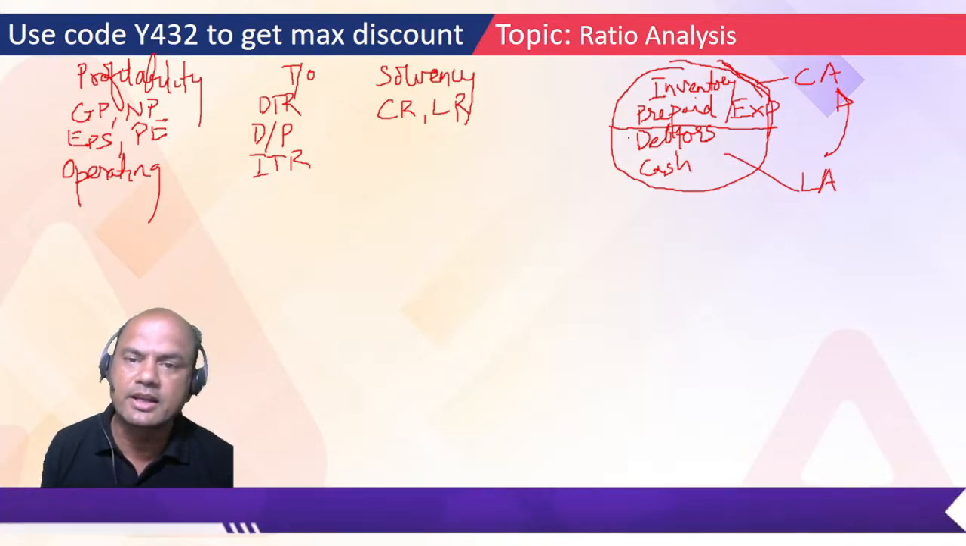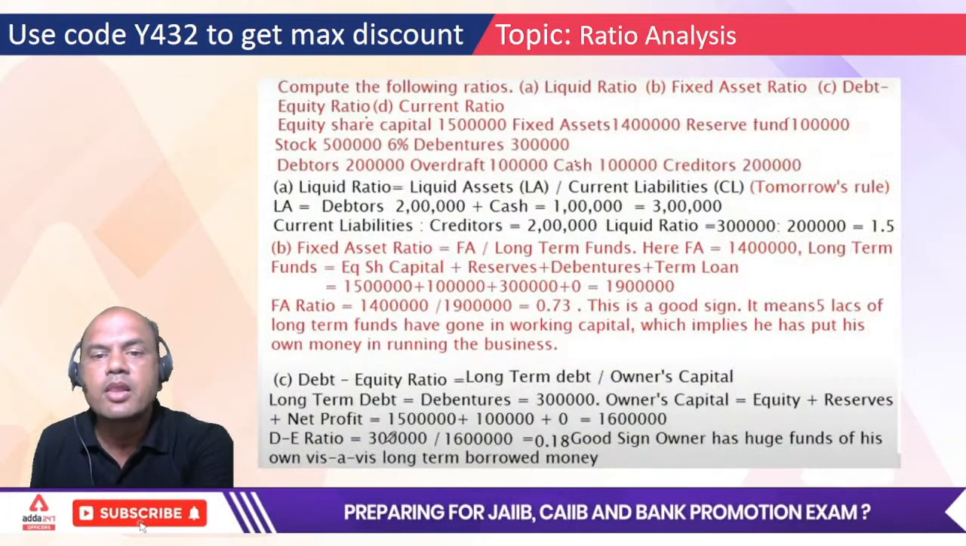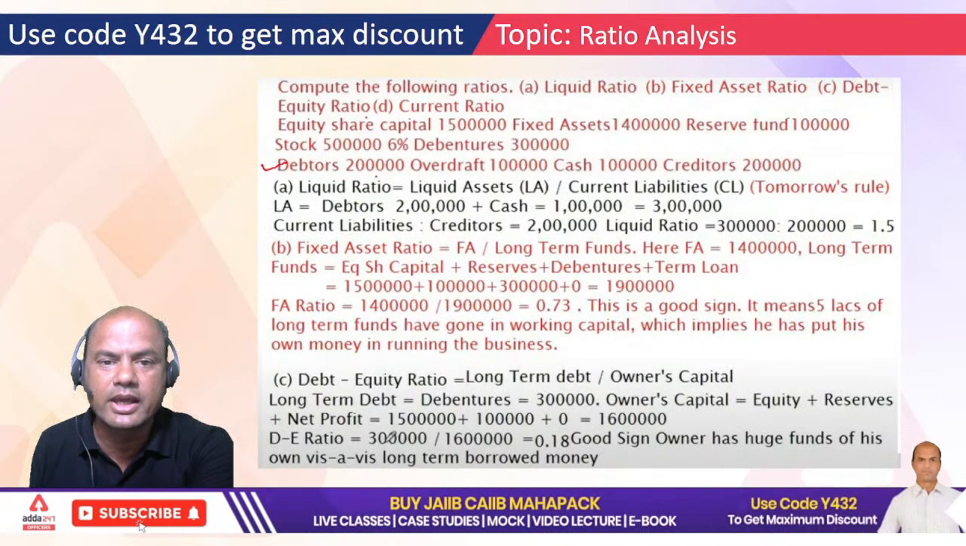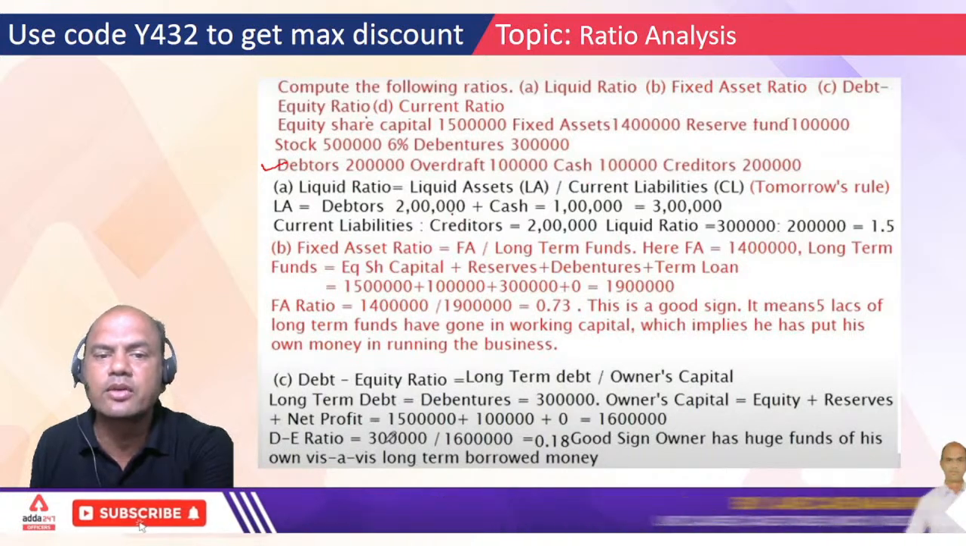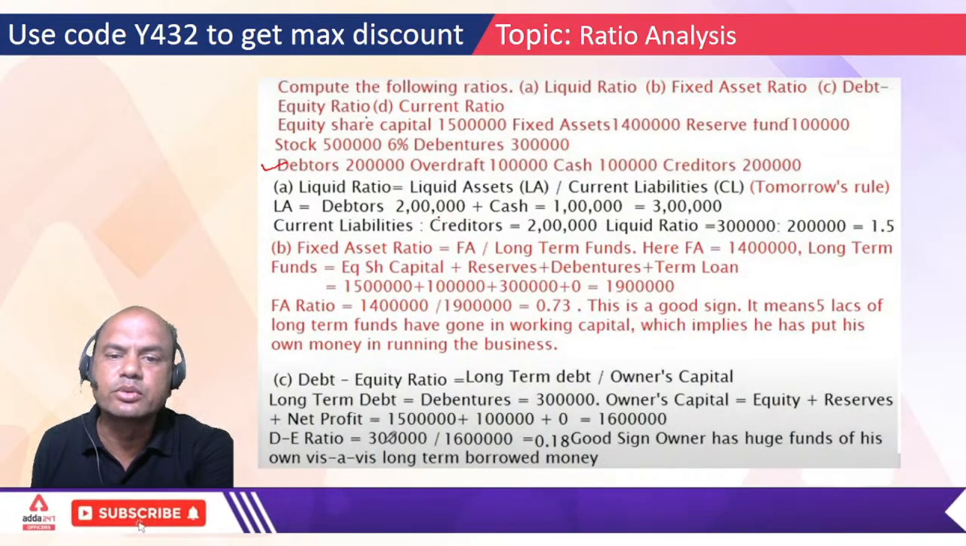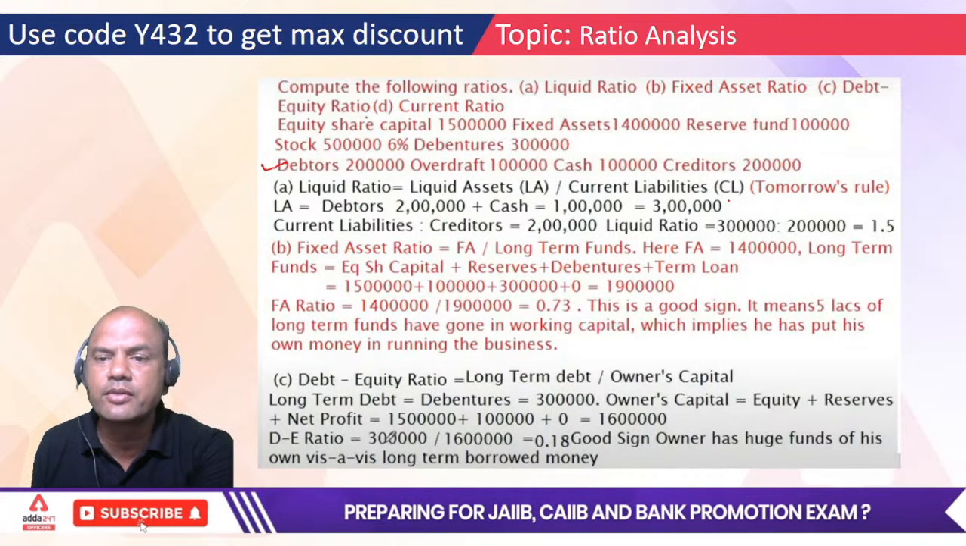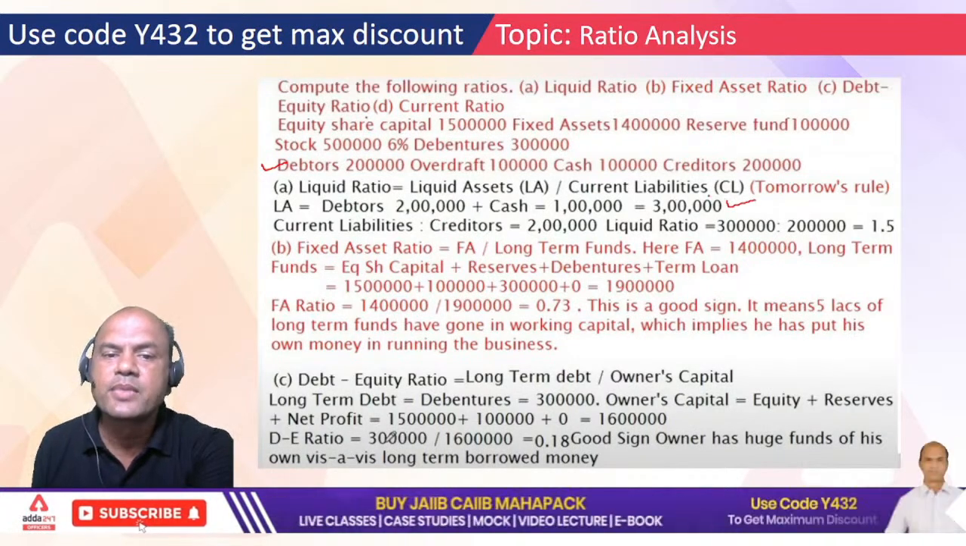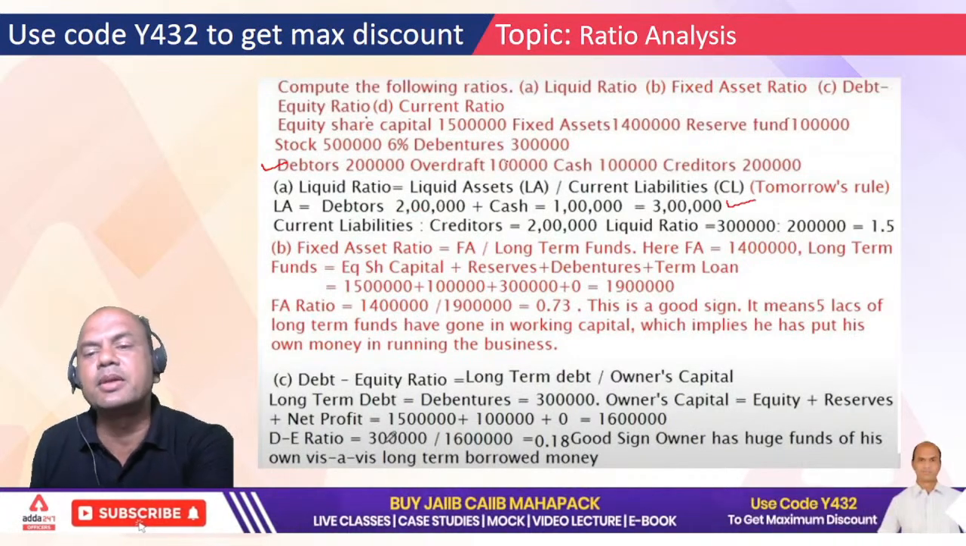Let's solve this. Debtors and cash. Let's find out what is given over here. Debtors is given as 2 lakh and cash is given as 1 lakh. So now just add it. Debtors is 2 lakh, cash is 1 lakh, so we have 3 lakh. What about current liabilities? Current liabilities consist of what?